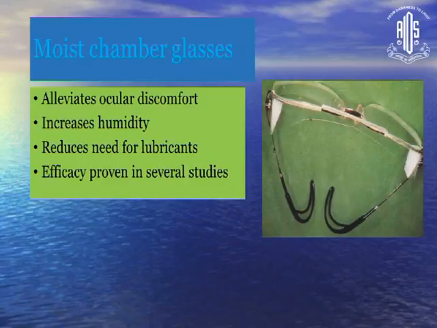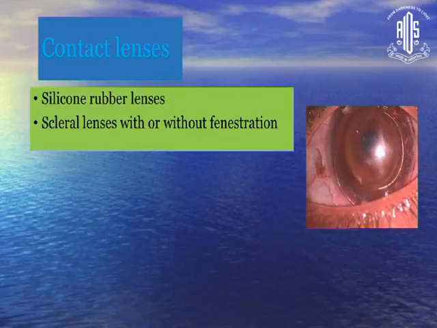Moist chamber goggles are very simple, but may not be cosmetically appealing. However, patients who have moderate to severe dry eyes benefit very significantly with this one single method. Silicone rubber contact lenses or scleral lenses with or without fenestrations are also successful in helping these patients because they help retain the film under the lens surface.